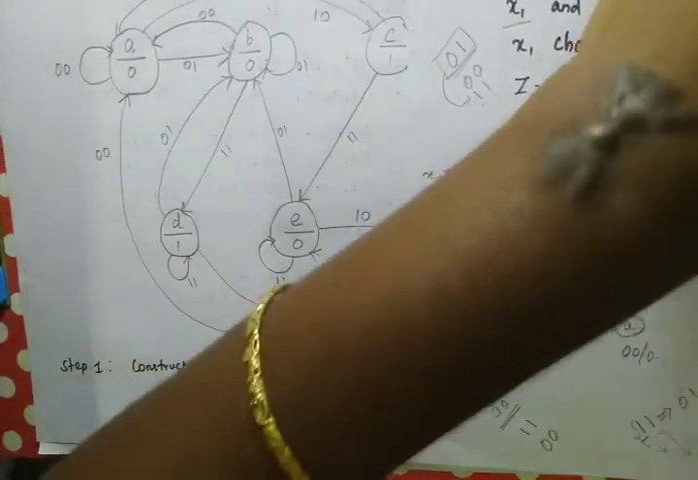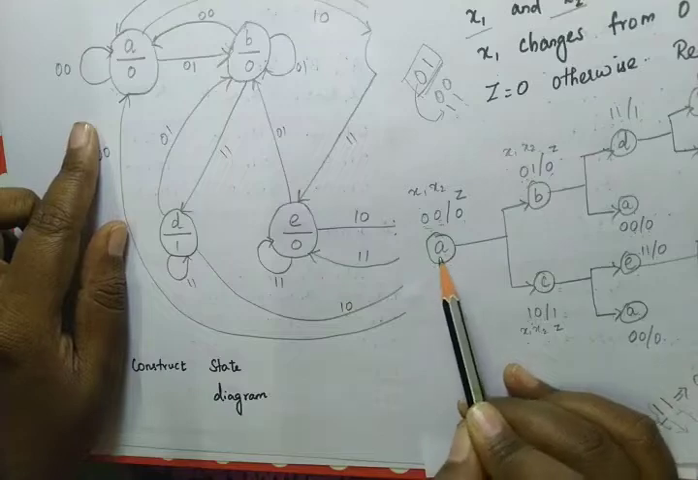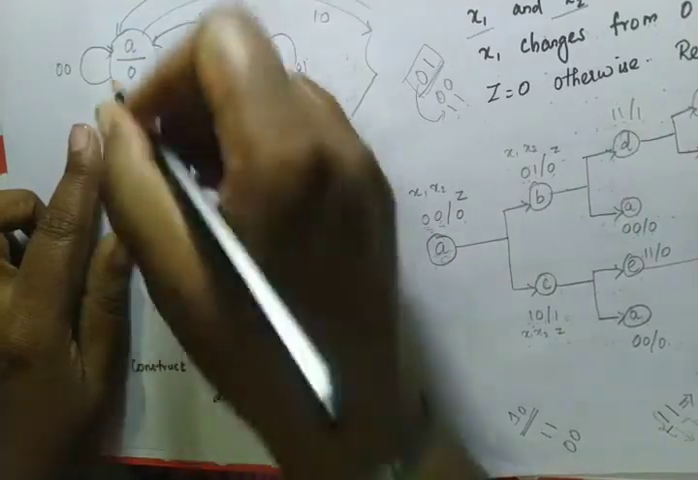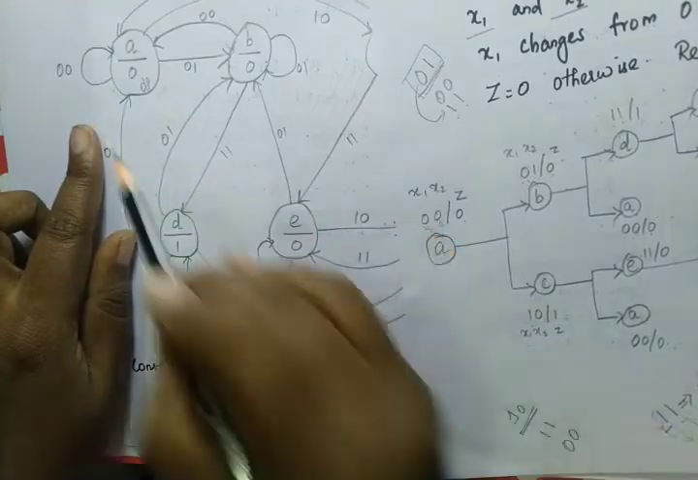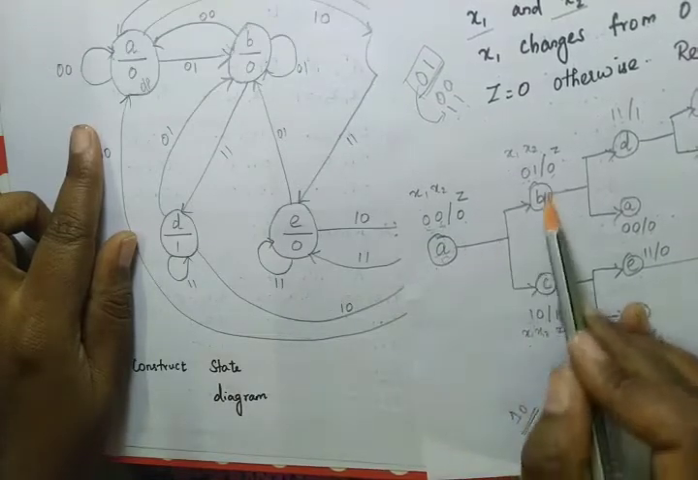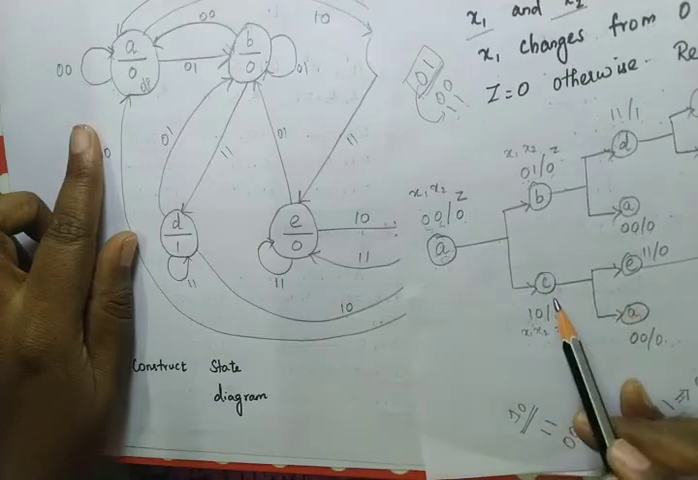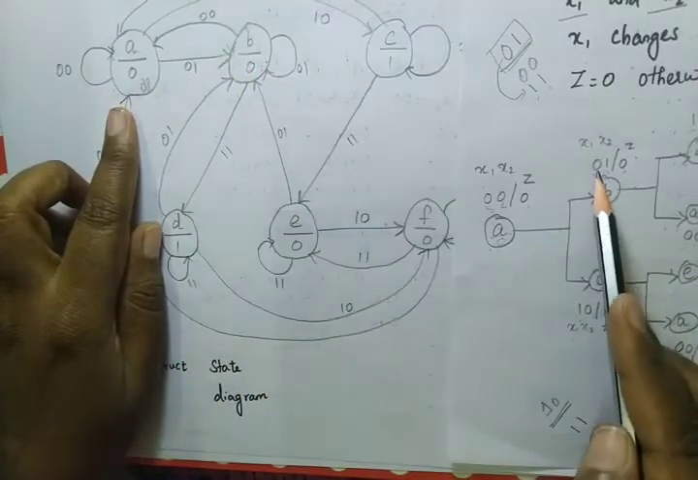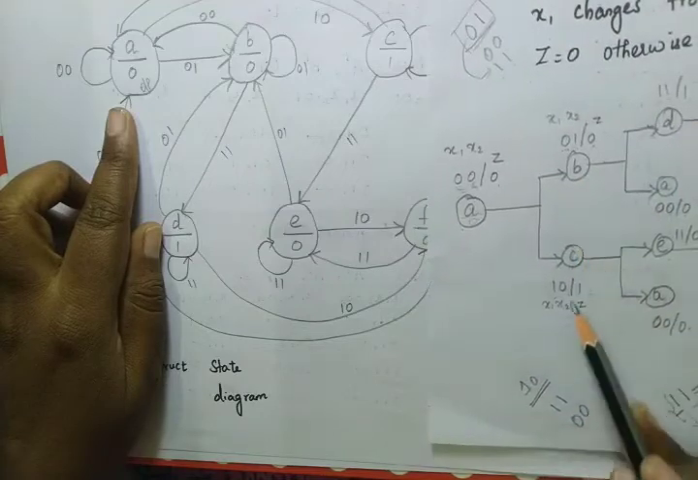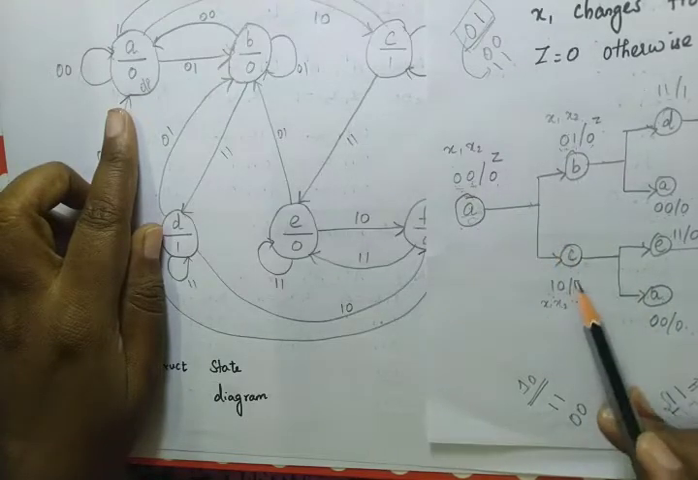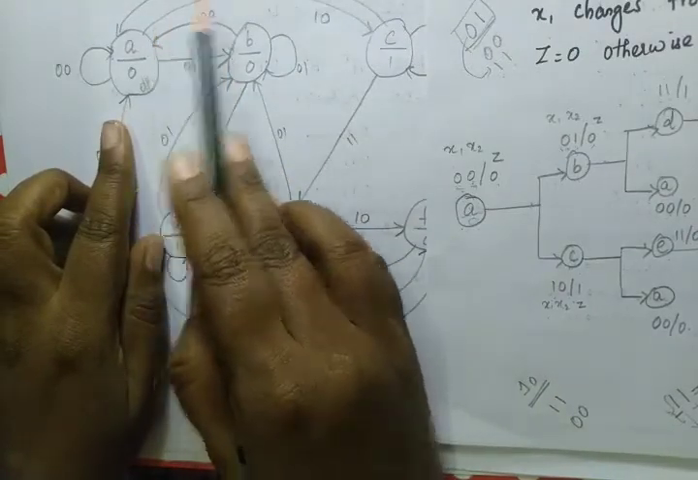Listen here. This is our present state A. Present state A remains in the same state when the input is 0 0 and the output is 0. So this is the present state and this represents the output. And if it is 0 0, it remains in the same state. Next, A goes to B and C. When the input is 0 1, it will move to B. When it is 1 0, it will move to C. So A, when it is 0 1, moves to B, then A, when it is 1 0, moves to C.